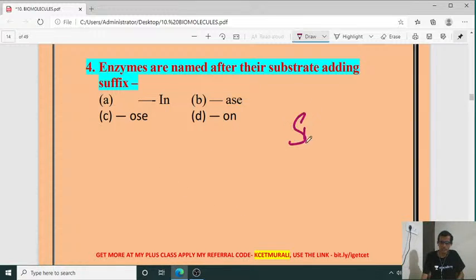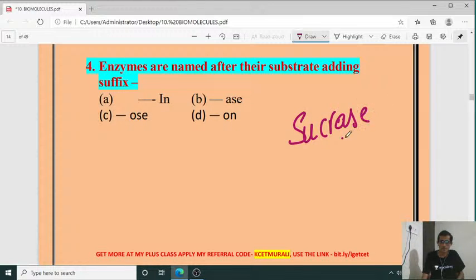Just now I said sucrase, isn't it? So here enzymes are named after their substrate. The substrate is sucrose. Half the name is added with the ending spelling, that is the ASE suffix. It's not a prefix. The prefix is with that substrate. So suffix with the prefix.